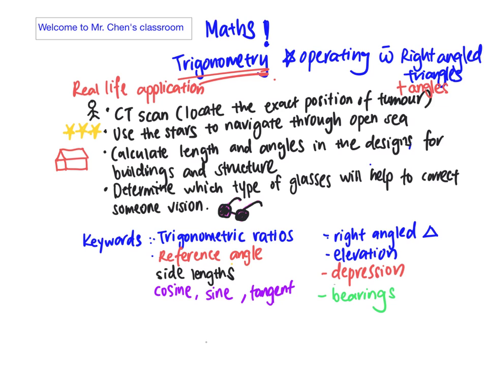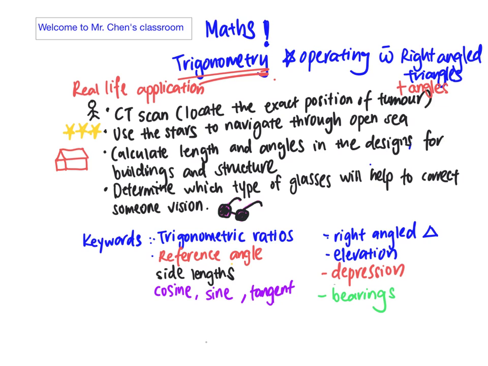And next, we can also use trigonometry to calculate lengths and angles in the design of buildings and structures. And lastly, trigonometry is used to determine which type of glasses will help to correct someone's vision. Like myself, I have pretty bad eyesight, so whenever I go for an eye test, the optometrist utilizes technology that is based on trigonometry to help correct my vision.